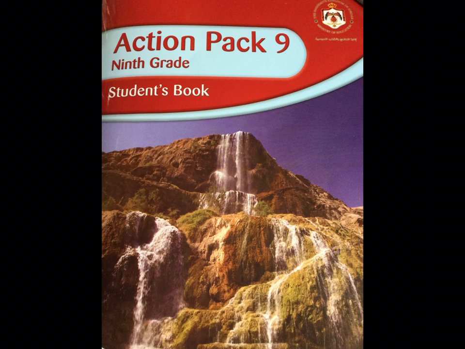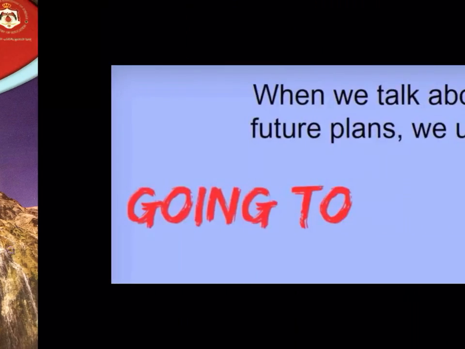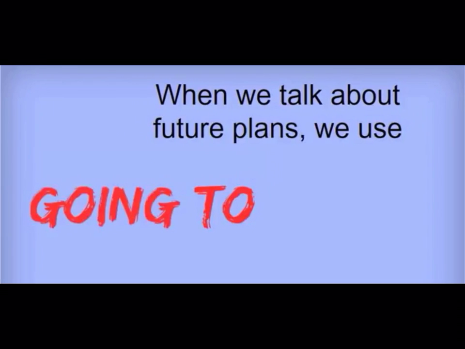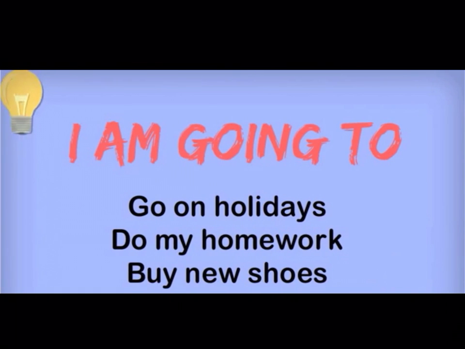So here we are talking about be going to. Be going to for future planning and will for the future simple for predictions. Okay, so be going to is used when we talk about future plans. In this example, I am going on holiday. I am going to do my homework. I am going to buy new shoes.